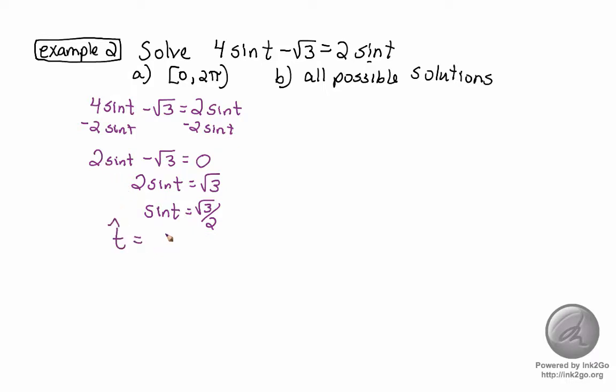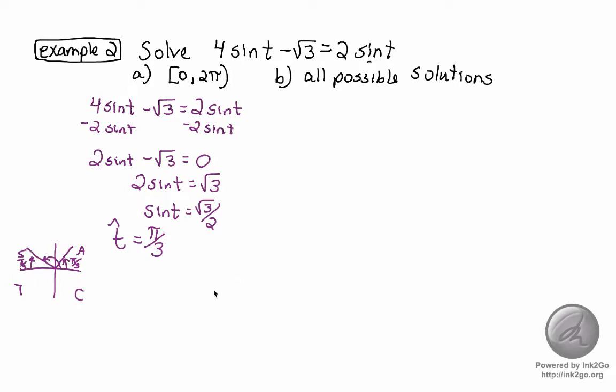And from my unit circle, I know that sine is equal to the square root of 3 over 2 at 60 degrees. Or again, we're always going to write our answers in radians. That's pi over 3 radians. And then I go to my unit circle, and I figure out in which quadrants I have a positive sine. So sine is positive in the first quadrant and in the second quadrant.